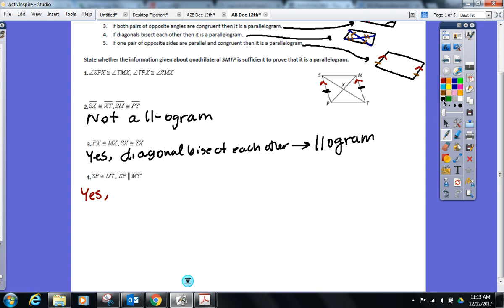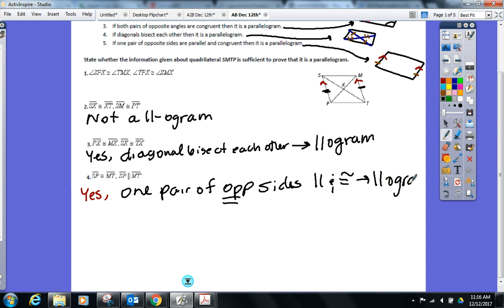And you can't write special case implies parallelogram, unfortunately. All right, but you can tell me, ready? One pair of, and here's the key word, you can't say one pair of sides, because that could be anything. It's got to be opposite. There's the key. One pair of opposite sides, parallel and congruent, imply a parallelogram. Be on the lookout for that one.